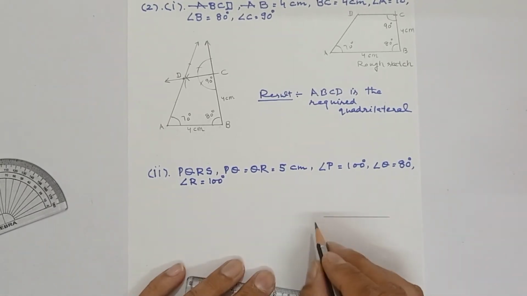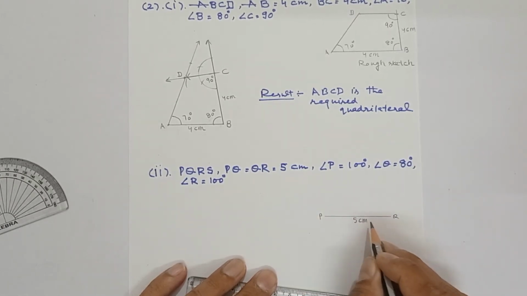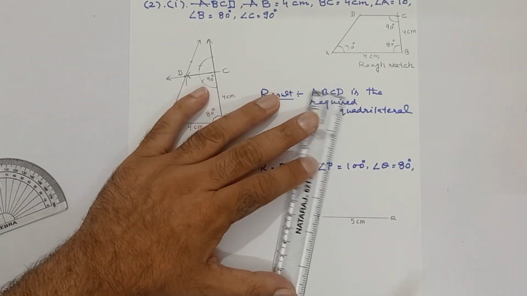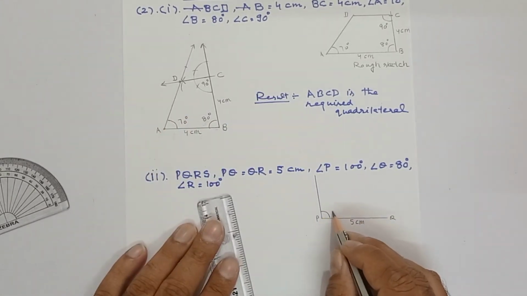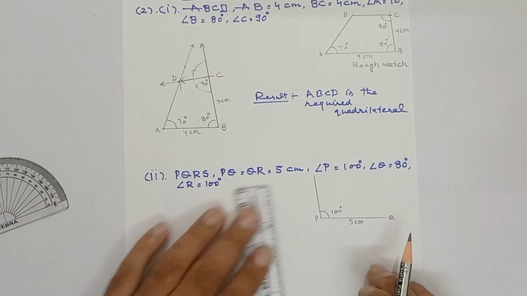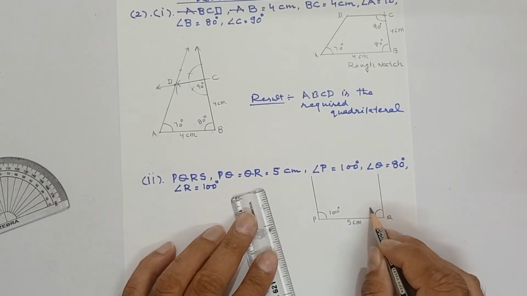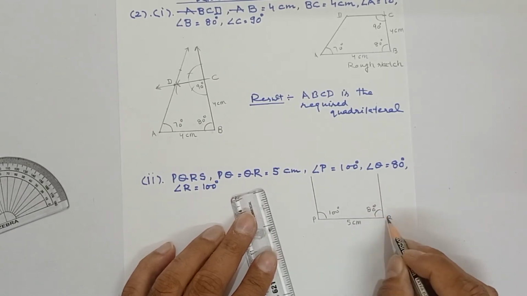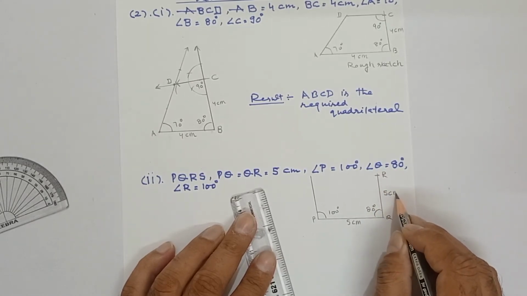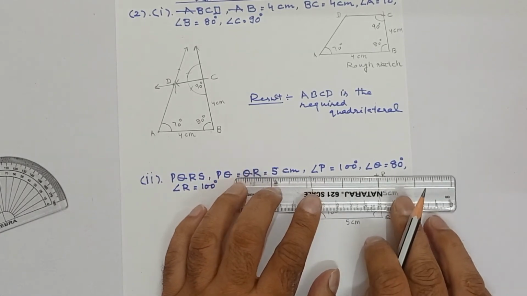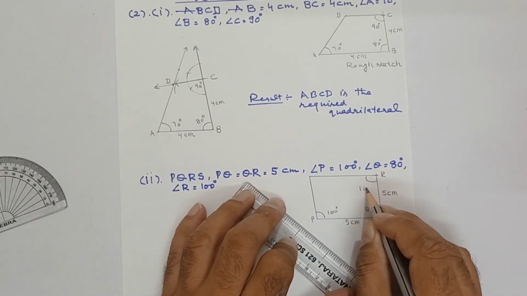By estimate, I have taken this PQ as 5 centimeter. Angle P is 100 degree, that will be made with the help of protractor. It will come like this, 100 degree. At point Q we will make 80 degree. It will come slightly inwards, 80 degree. Then QR we will cut here equal to 5 centimeter. And at point R we will make 100 degree angle. So it will come this way. And this is the rough sketch.